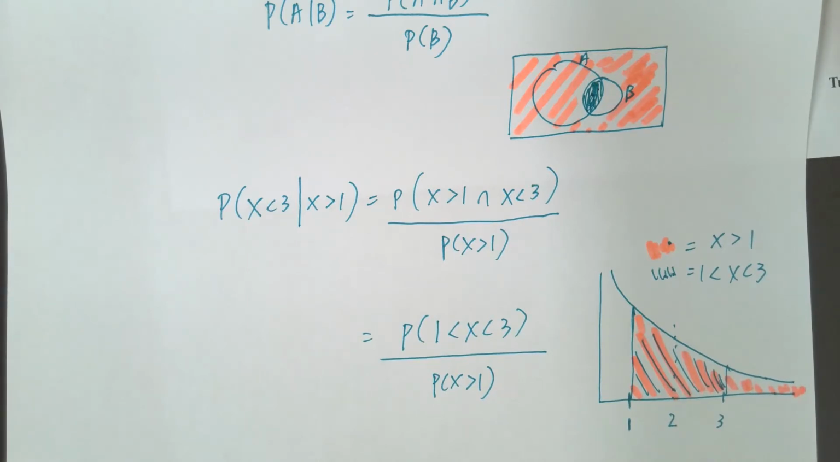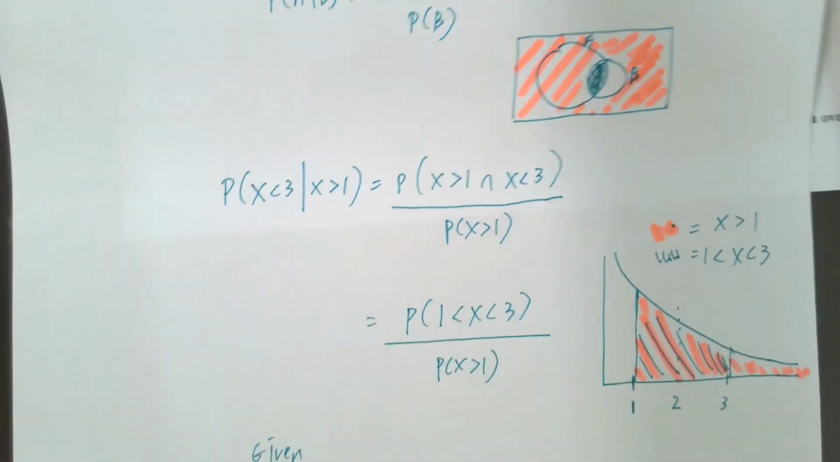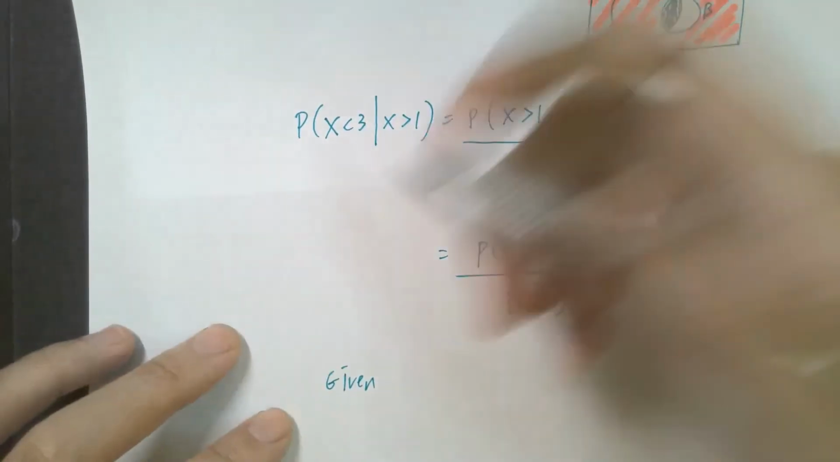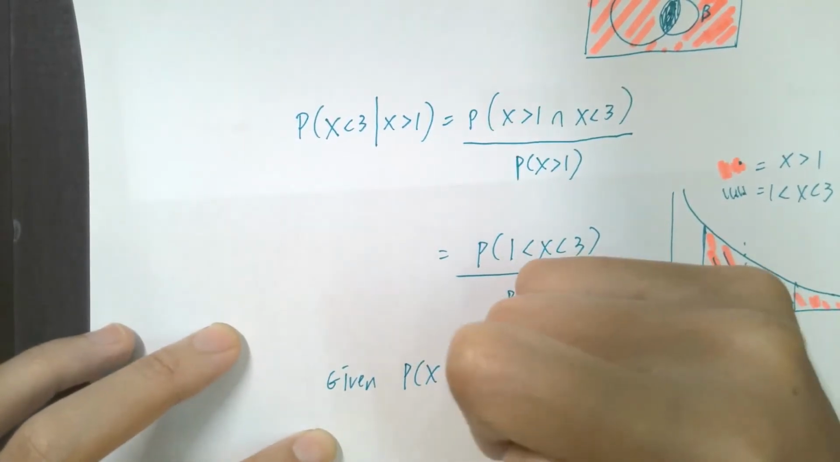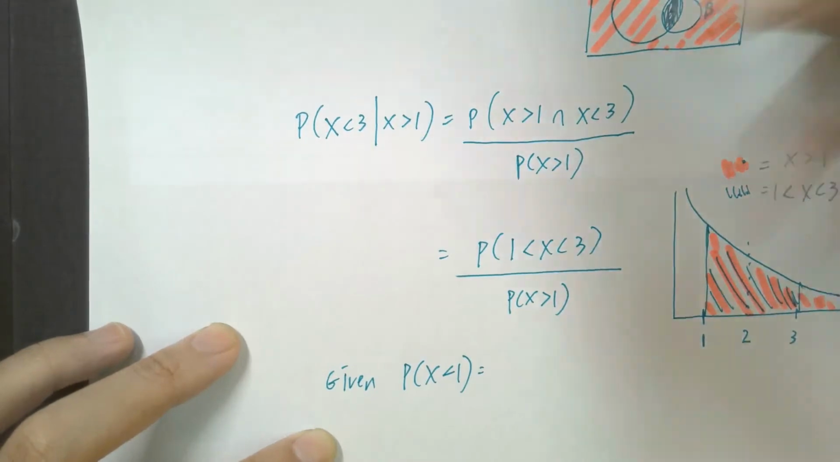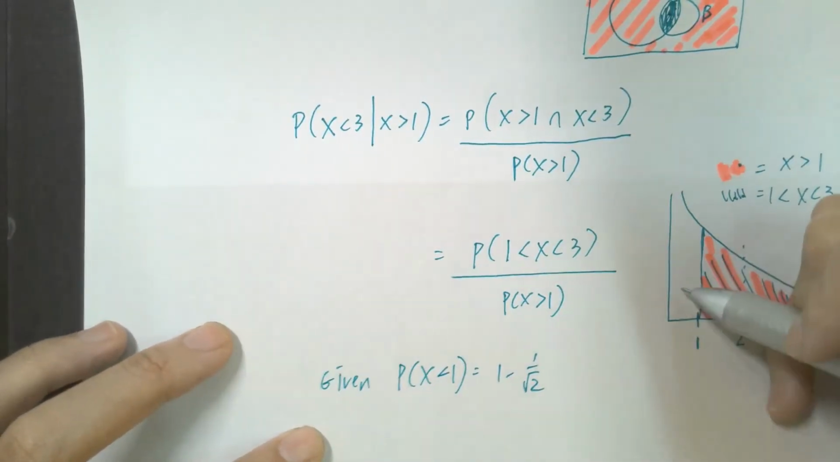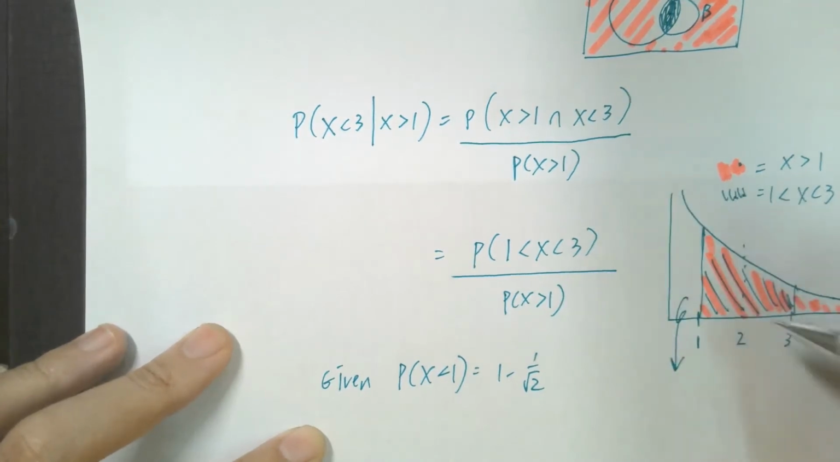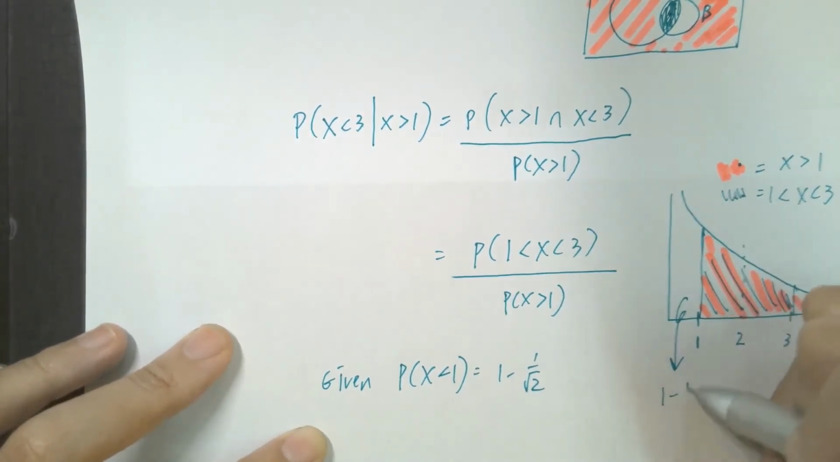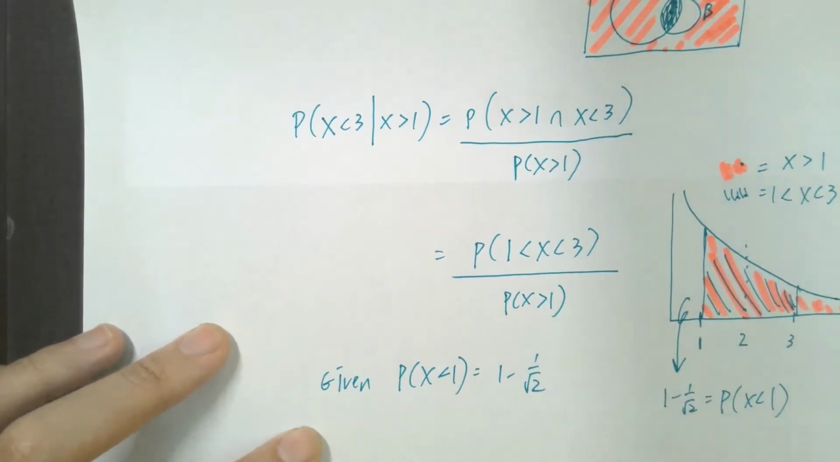So first of all, we only have probability of... okay, so this is given. We do know the probability of x less than 1, which is 1 minus square root of 2. This is given in the question, and so this area is 1 minus square root of 2, which is the probability of x less than 1, right?